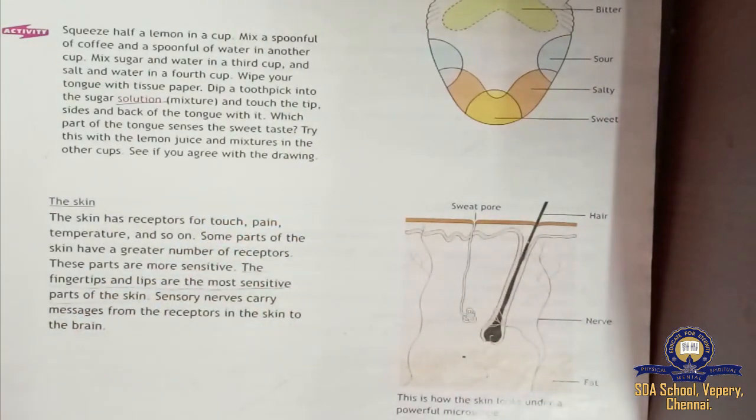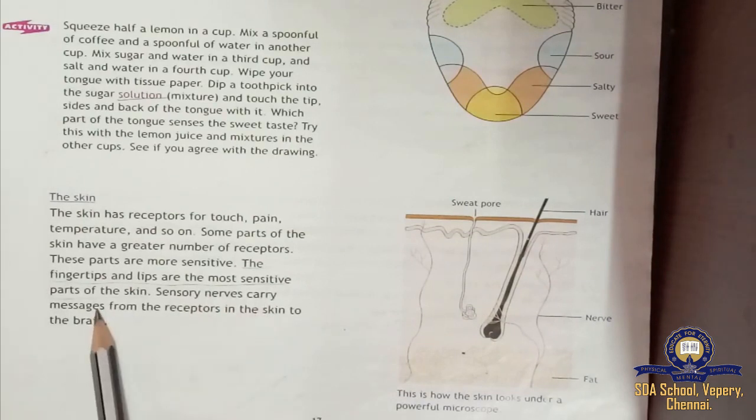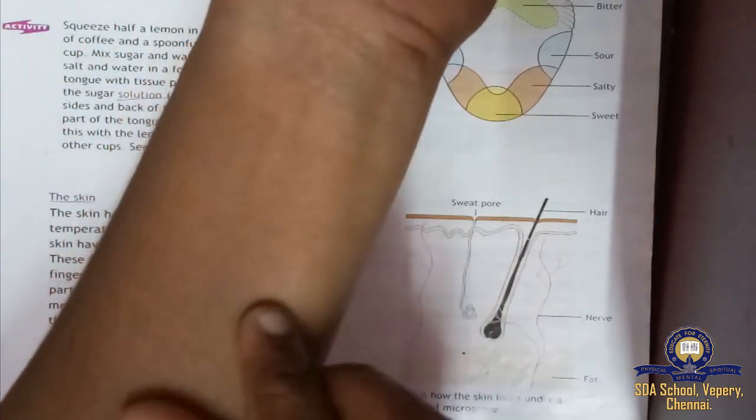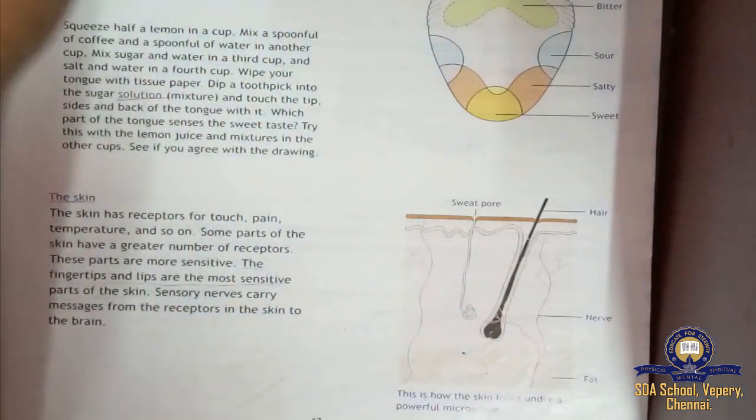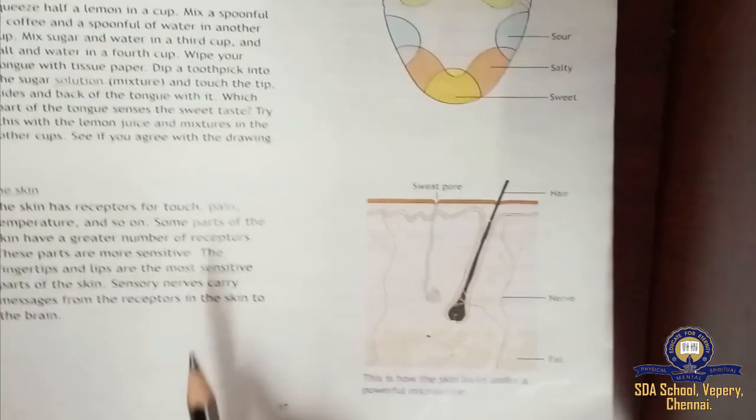Your fingertip and your lips. Sensory nerves carry messages from the receptors in the skin to the brain. In the skin there will be receptors. It carries messages from the skin to the brain. Now you can see this picture.